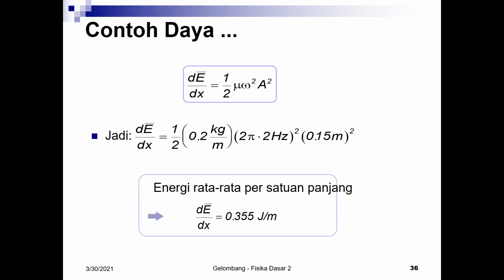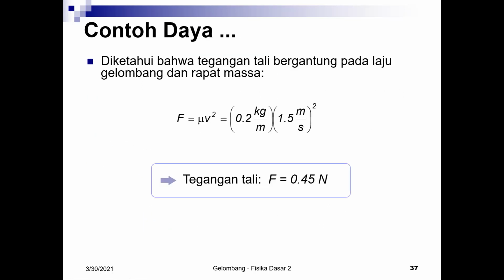So this is the power. What about the tension of the string? We have this expression, F equals mu v squared. We get that mu is 0.2, and the propagation velocity of the waves is 1.5. So we get that the tension on the string is 0.45 Newton.